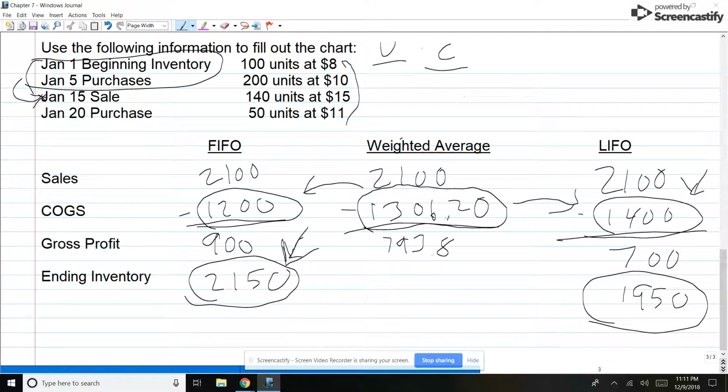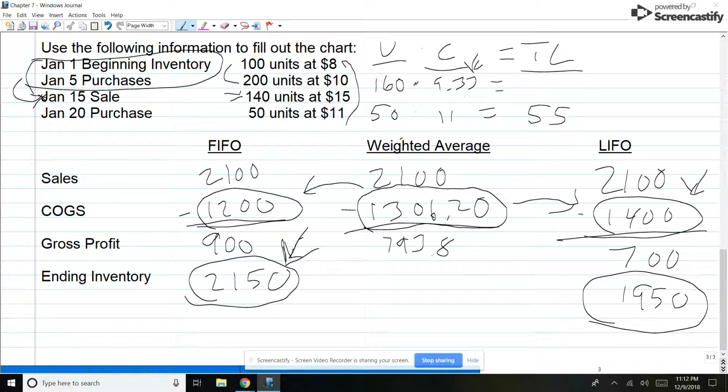Units times their cost equals total cost. So now we have to use the weighted average from before. We have 160 units times 9.33. That was the weighted average that we calculated before, and we're going to use that again. The 160 is coming from the fact that we had 300 units and then we sold 140, so now we have 160, 300 minus 140. And then we bought another 50 at 11.